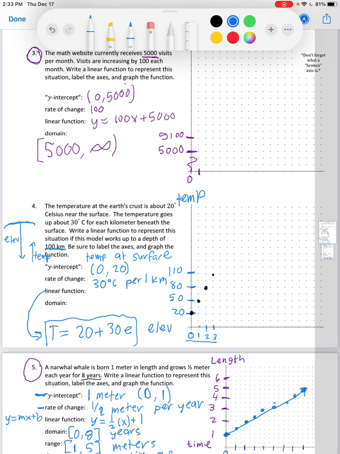The domain in this case, the domain is the x values. And we know that this is true for the surface, but it's only true for 100 kilometers down. So we go from 0 to 100. We know that's true because of this part right here.